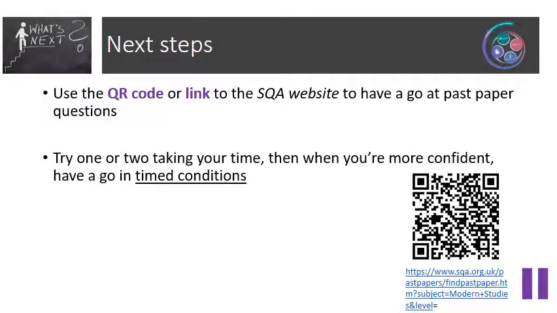Try 1 or 2, taking your time, and then when you're more confident, have a go in timed conditions. Remember, the general rule is between 1.5 and 2 minutes per mark. Therefore, you should try to complete a 6-mark question in anywhere between 9 and 12 minutes.